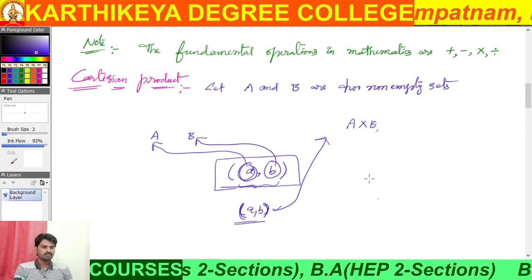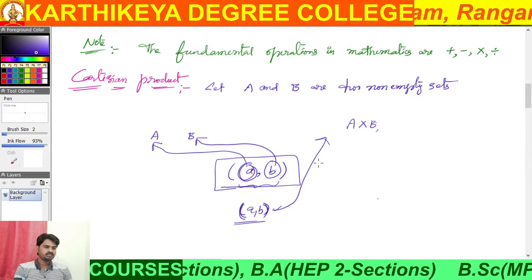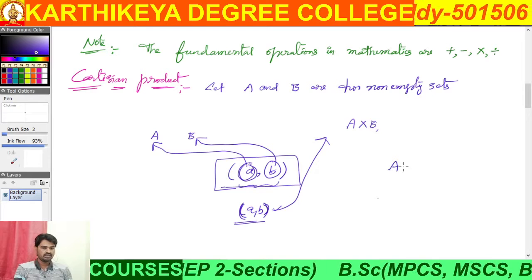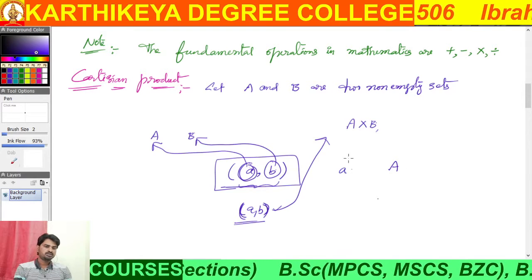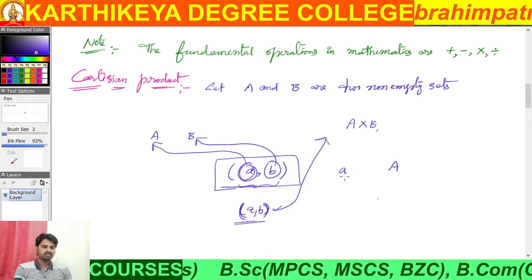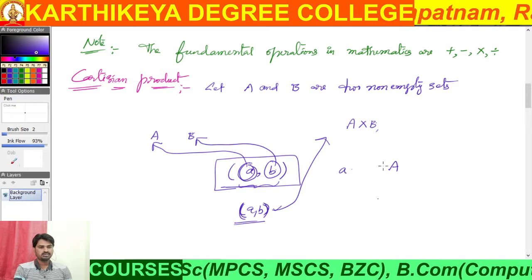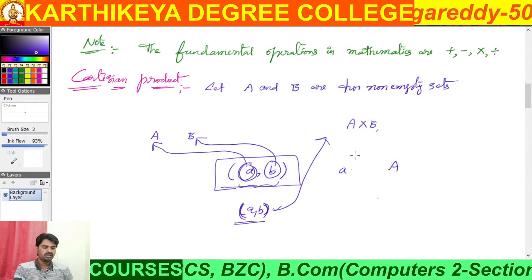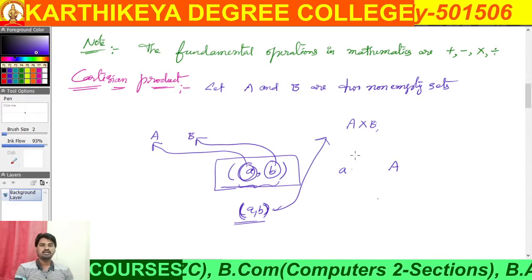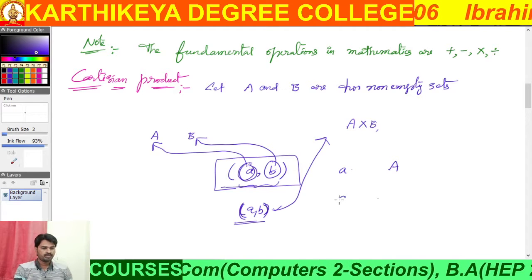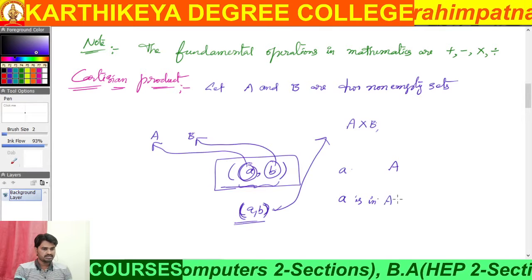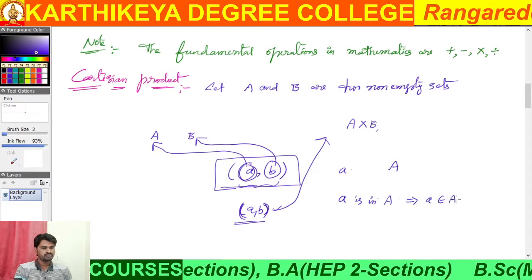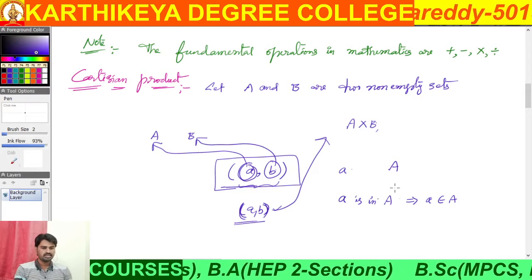Remember students, there are only two relations between an element and a set. Suppose I have taken a set here and the element is a. Remember, we already know that an element is denoted by small letters and a set is denoted by capital letters. Now there will be two relations between an element and a set. Suppose the element a is in the set A, so this can be written simply as a belongs to A.